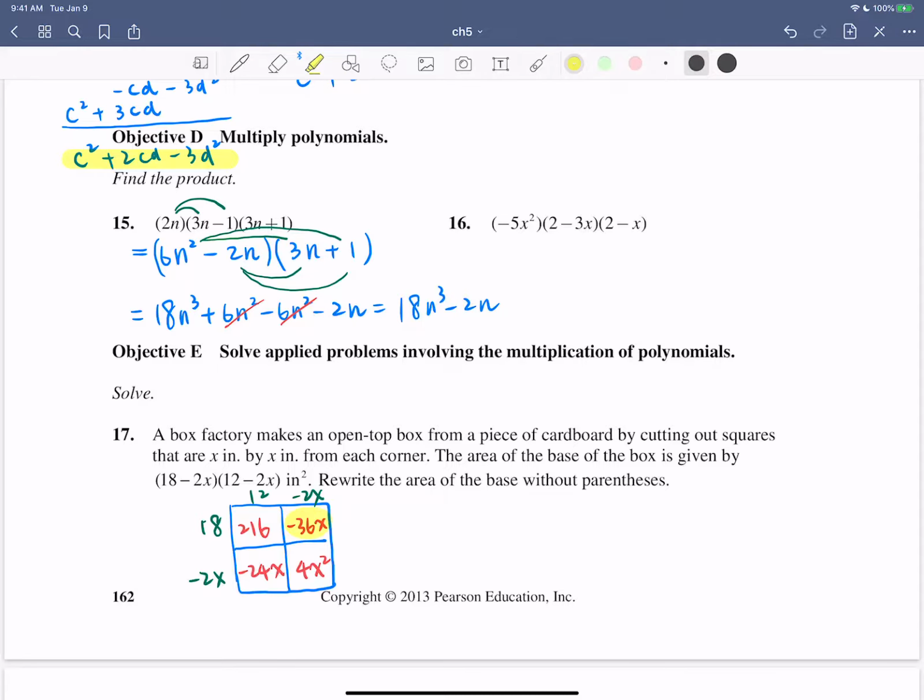The negative 36x and negative 24x are like terms. So when you add them, make sure you combine those two. And that's going to give us 216 minus 60x plus 4x squared.